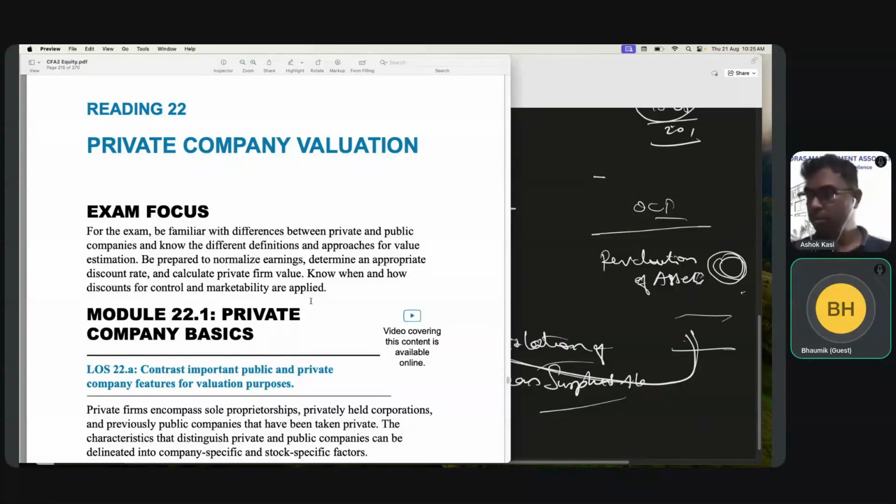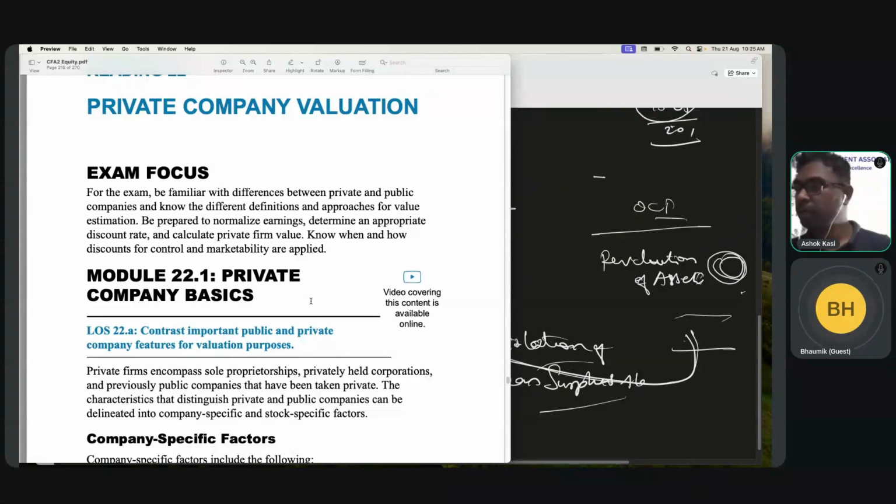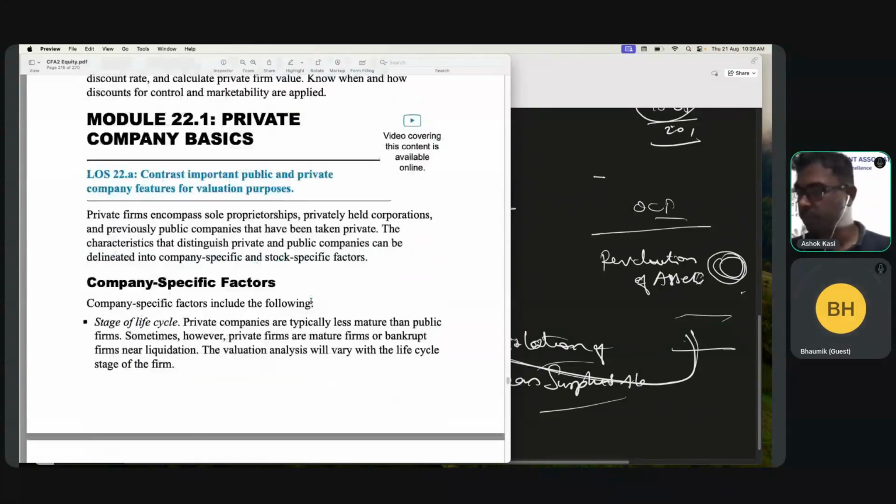Sir, on page number 181, 22 point B, there is this compliance related valuation. Private company valuation. Now, this chapter is a very easy one. It is more or less just a repetition of whatever we have done so far, but from a private company perspective. But still, you will find many similarities.